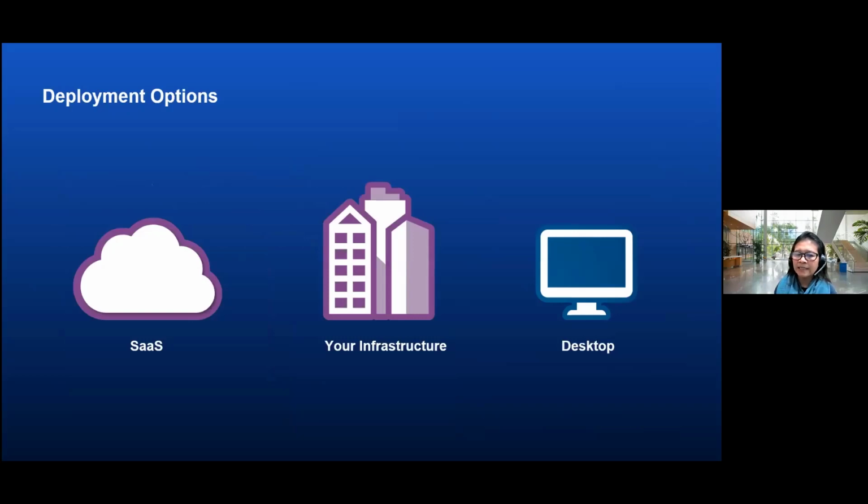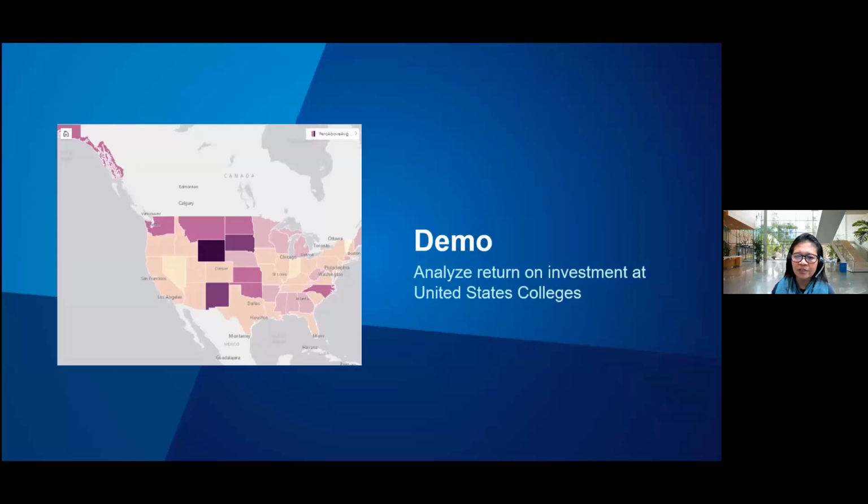Last thing in here, deployment options. So you can have ArcGIS Insight in software as a service. So you just run it in the browser. That's what I'm going to do in my demo. Or if you have the desktop, you can actually get the license and then install it as a desktop application. Or your infrastructure, meaning if you have the server and you want to install it on top of ArcGIS Enterprise, you can do that as well, and you can share it among you as well. So with that, I'm going to go into the demo.